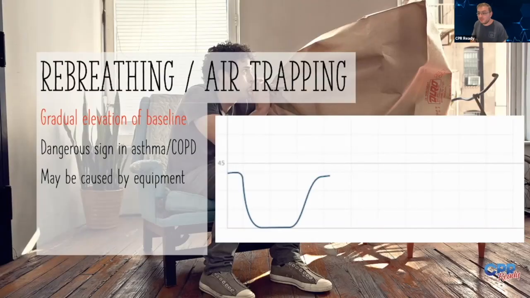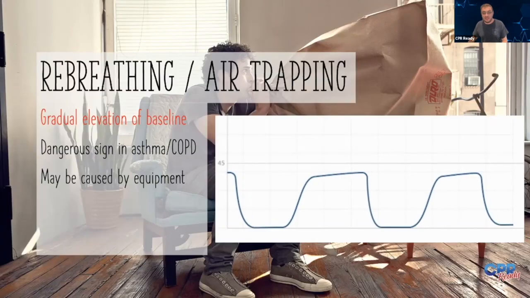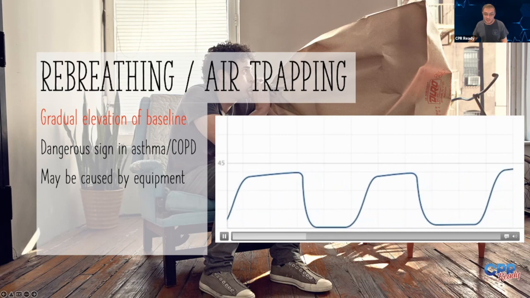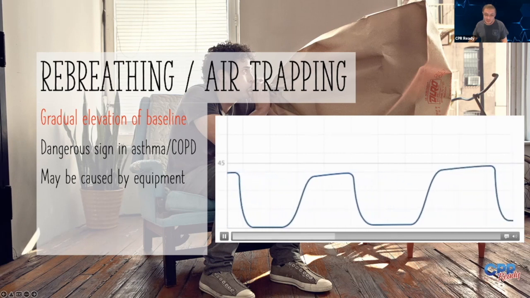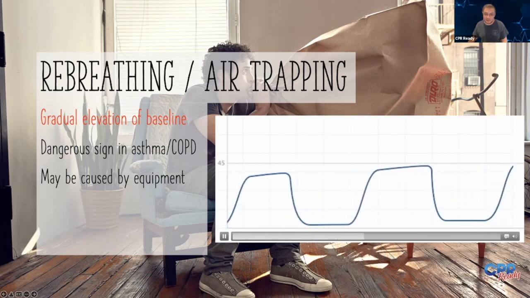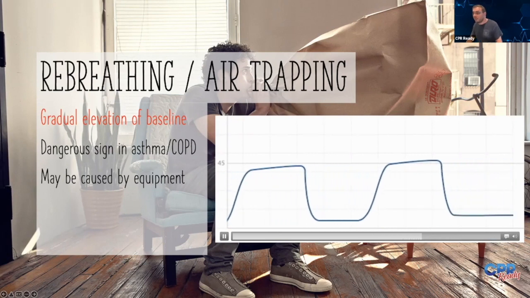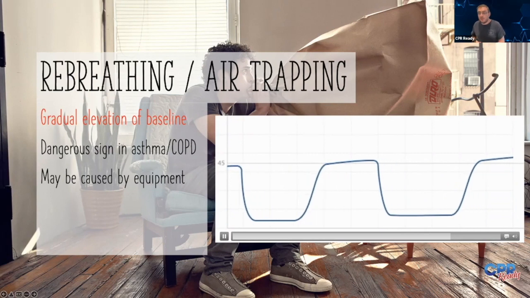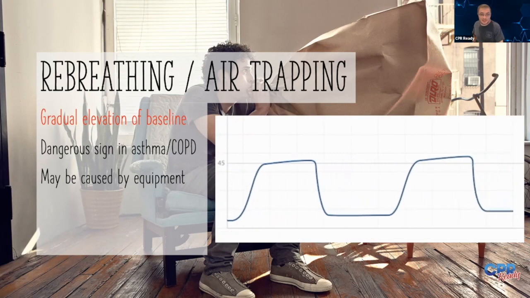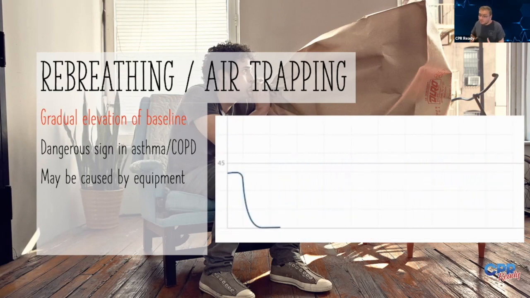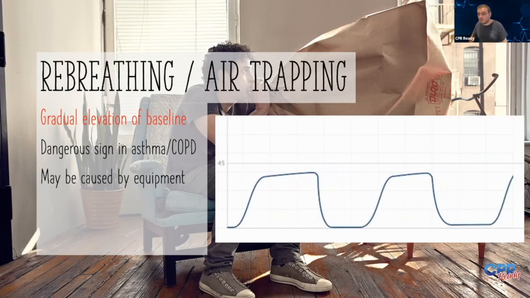So sometimes you can see a patient who has this on their capnometry. You can see how the baseline starts to not return all the way back down to baseline, right? You see how it's kind of getting elevated between breaths. So if you notice this, it could be due to equipment issues. There are a number of things that can cause this, but sometimes it's a sign of air trapping or air stacking, especially in our asthmatic or COPD patients.